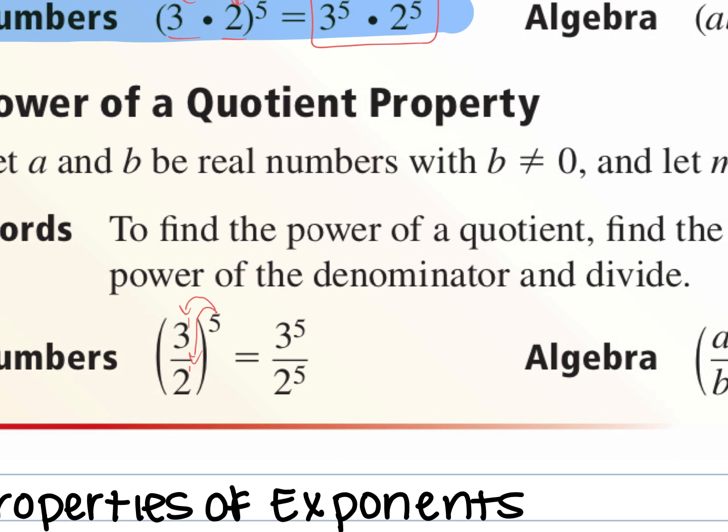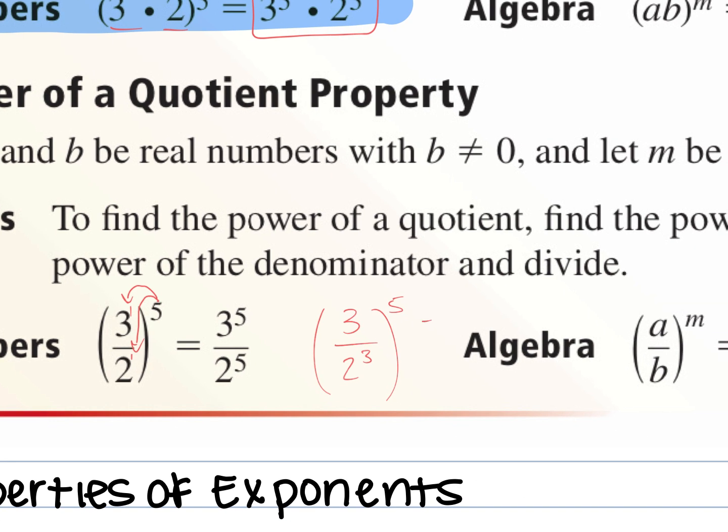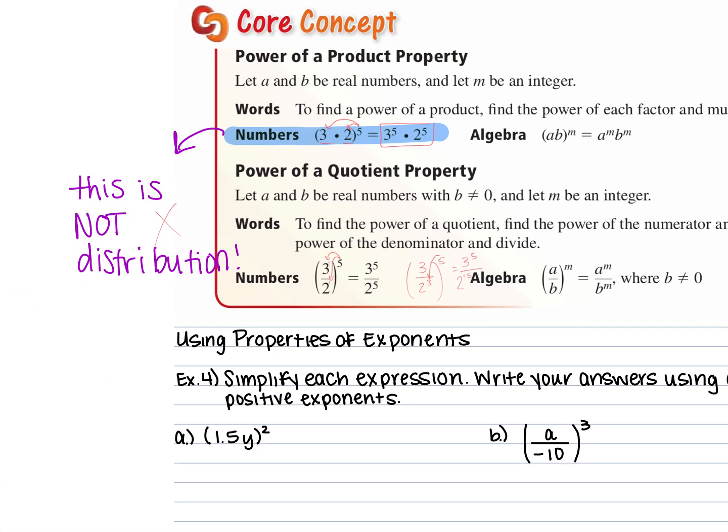That's a good question. I'm going to write that one down. If it was like 3 over 2 to the 3rd, all raised to the 5th, this would be 3 to the 5th on the numerator, right? Over, what do you think? 2 to the 15th. You take the 5 and you multiply it by the 3. Good question. All right, let's see some examples.